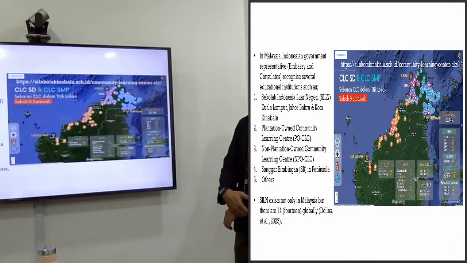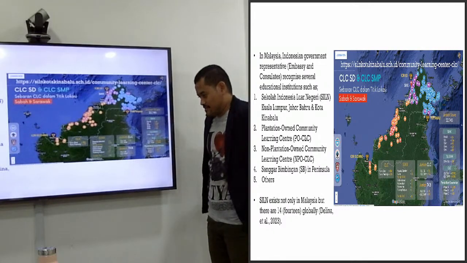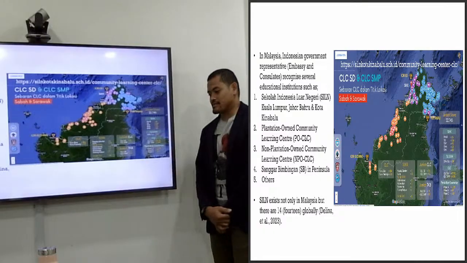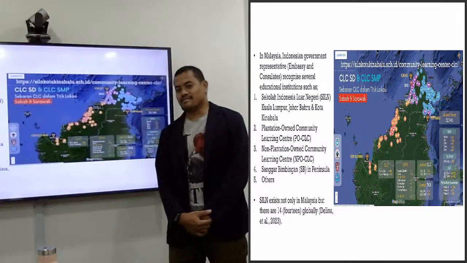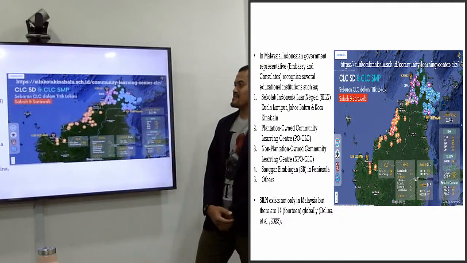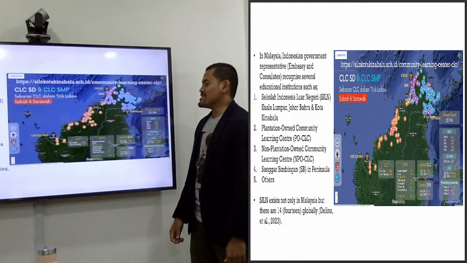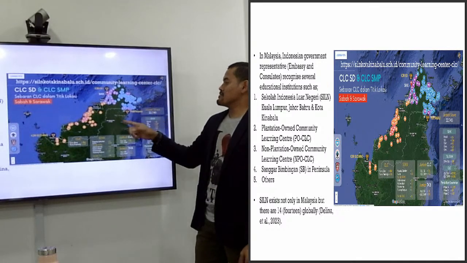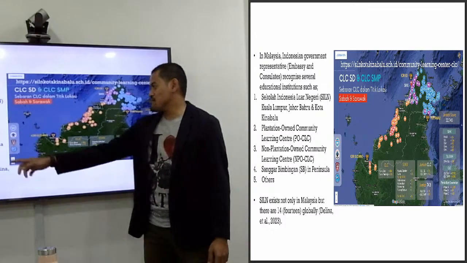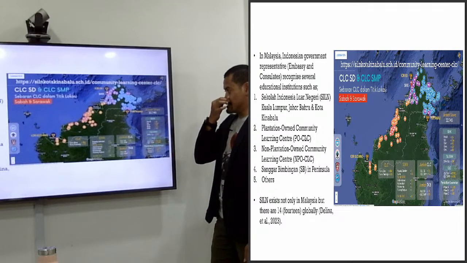Basically, this is an empirical question, so I answer empirically also. Basically, the community learning centers that are agreed bilaterally by the Malaysian and Indonesian governments are only the plantation-owned community learning centers. However, in fact, it expands beyond the plantation, beyond the POCLCs, and in fact, there are more non-plantation-owned community learning centers, or NPOCLCs, than POCLCs. So why does that happen?